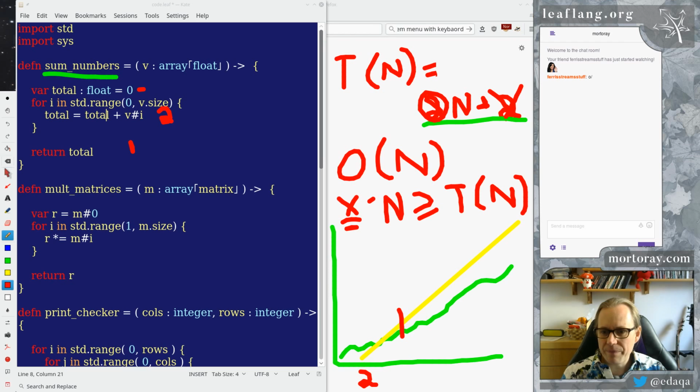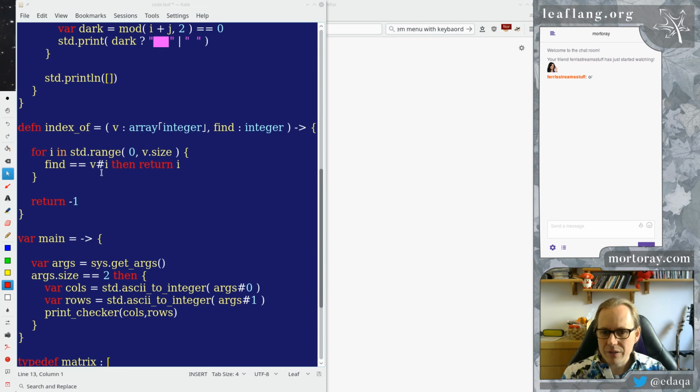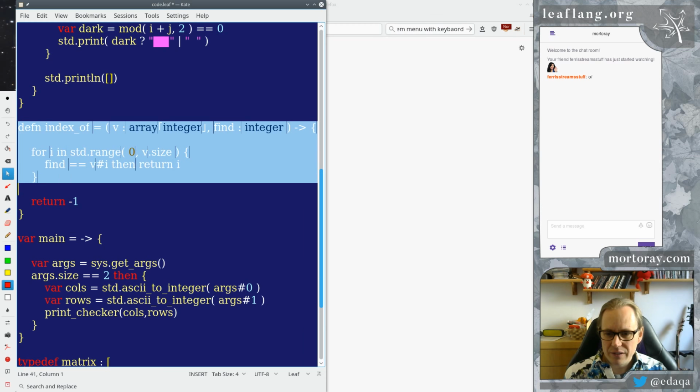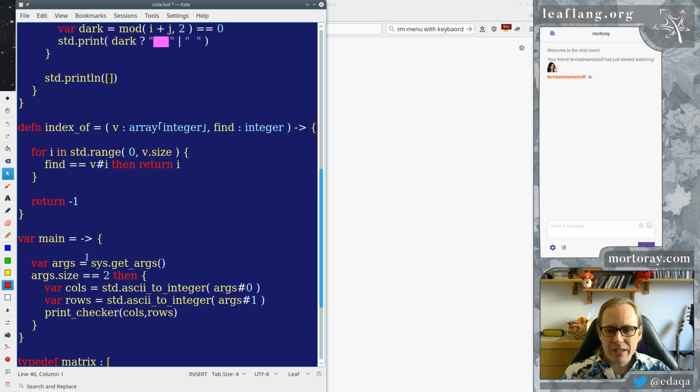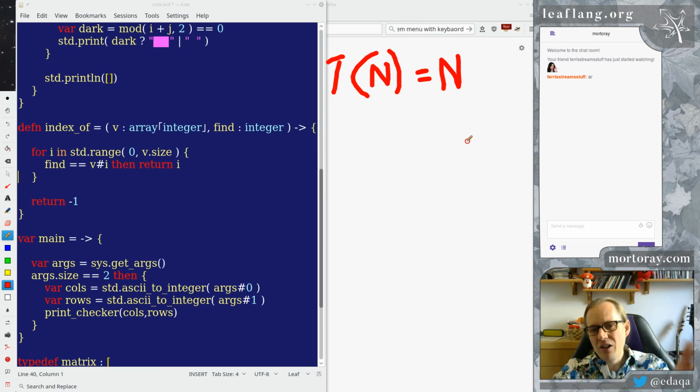So if we went down, we had another example in the code. Let me clear all of this. In this index of function, remember we agreed last time that even though it depends on what you're looking for, the T(n) of this, how many steps it takes, the time complexity, is still n. We didn't care that the number may be the first one in the range, in which case it took 0 steps. We didn't care it might be in the middle. We said we're talking about the worst case, and in the worst case this takes n steps.